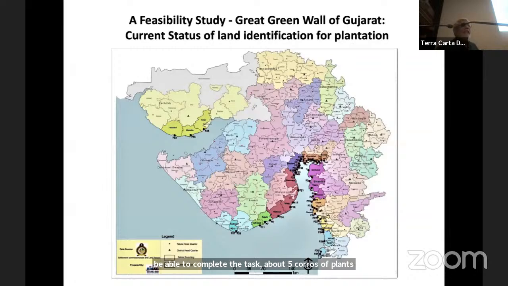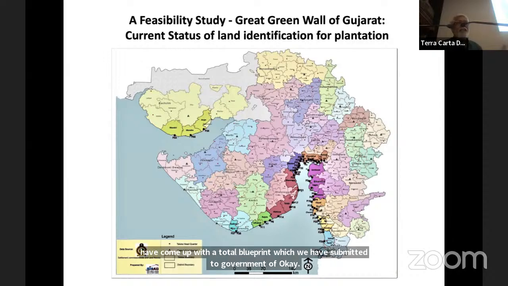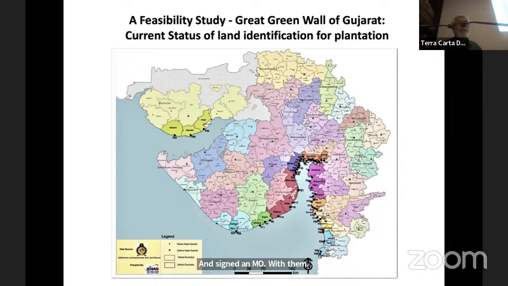We have done a detailed feasibility study along the entire coast of Gujarat. We moved to 250 coastal villages where we went and talked to the local people, found out whether they are interested in doing this or not. So their consent, technical feasibility, and finally, we have come up with a total blueprint, which we have submitted to the Government of Gujarat and signed an MOU with them during Vibrant Gujarat to get the investment to carry out this project.